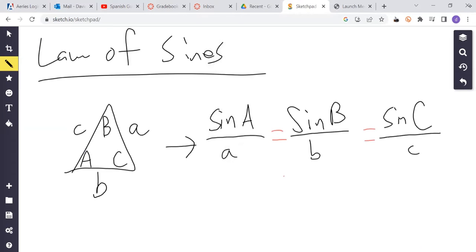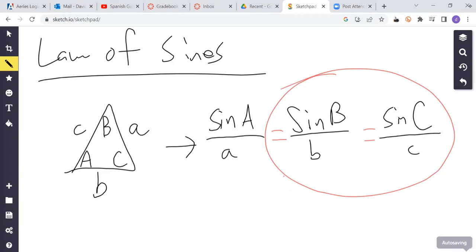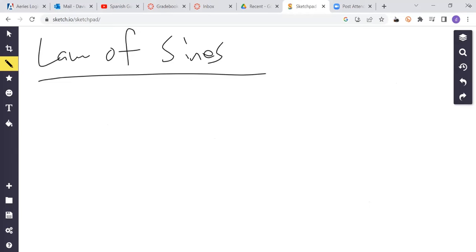And what we'll usually do when we solve problems, usually we'll have one fraction equals one other one. We usually won't have three of them. We'll have one of them equals another. So now that we established what is called the law of sines, let's do a few problems. Let's wipe this off.